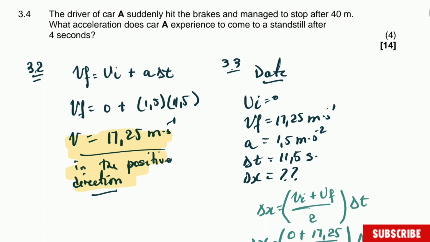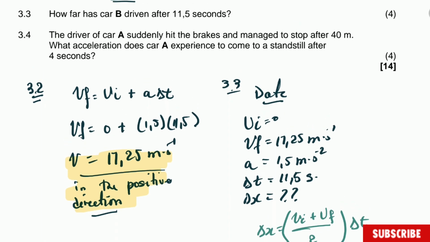Okay, guys, now in question 3.4 we have a small tiny problem which I found out after trying many times and things were not clear here. So now the question says the driver of the car suddenly hits the brake and manages to stop after 40 meters. Now to stop means that the final velocity is going to be equal to 0. The initial velocity is going to be the velocity with which the car was moving before.